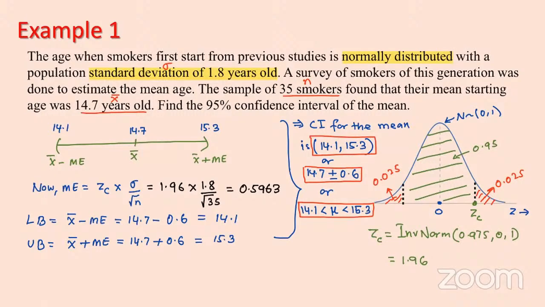We did the calculation, right? We got the result, but what is the meaning of this? You have to interpret the result. What we can say is the meaning of this one is, with 95% confidence, we can say that the average age of a smoker when they start for the first time is between 14.1 and 15.3. Does that make sense? So that is the interpretation. So let's also do the interpretation.